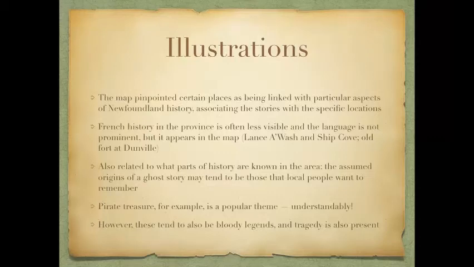Like, for instance, the French history in Newfoundland is not always the first thing that leaps to mind, and the language isn't that prominent here. But French ghost ships appear on the map, for instance, at Lansawash and Ship Cove, and the old French fort at Dunville, in Placentia Bay, which I will point out shortly, where a boat was heard rowing ashore, and the interpretation of that story was that they were French soldiers returning to the fort.